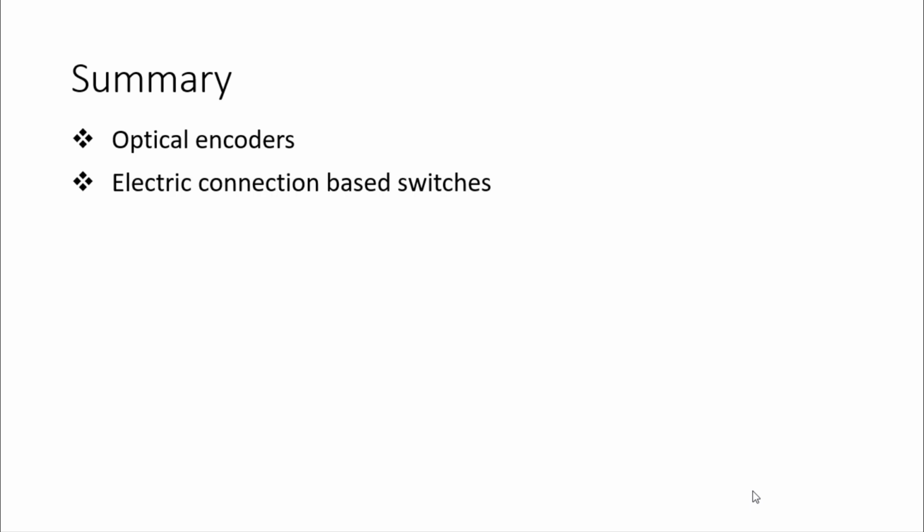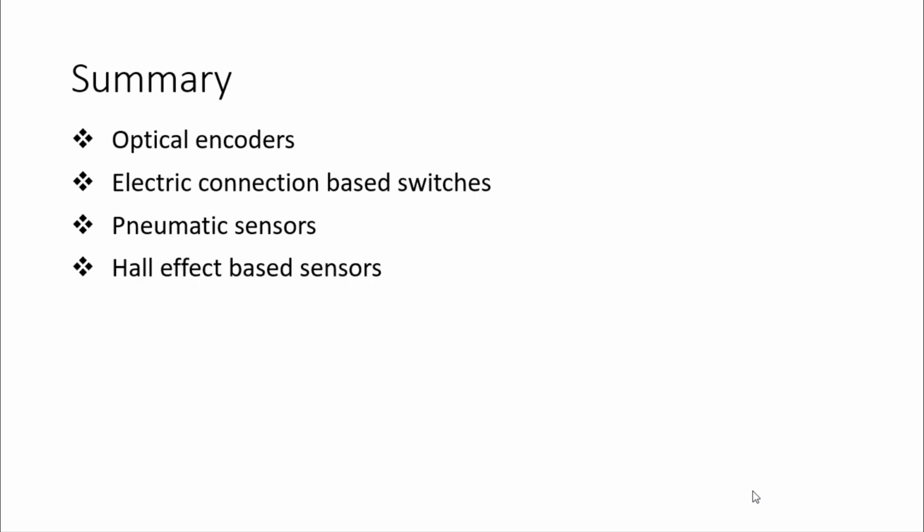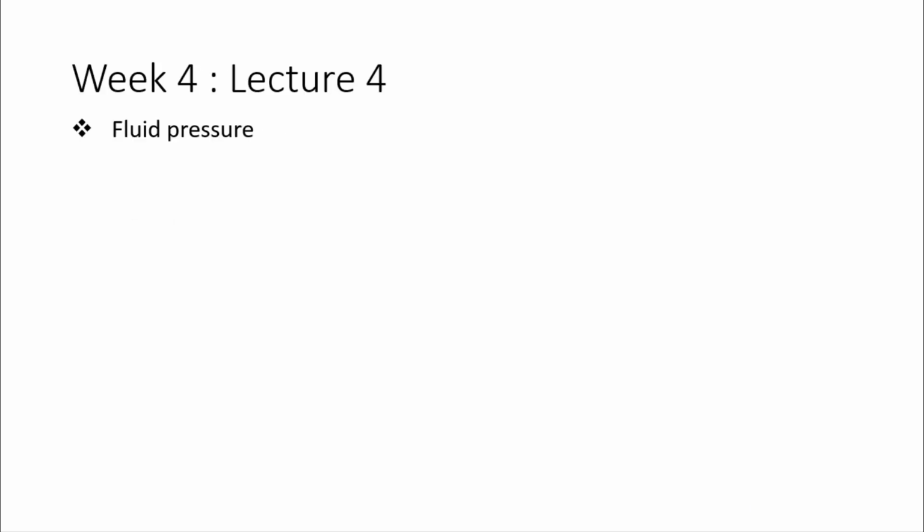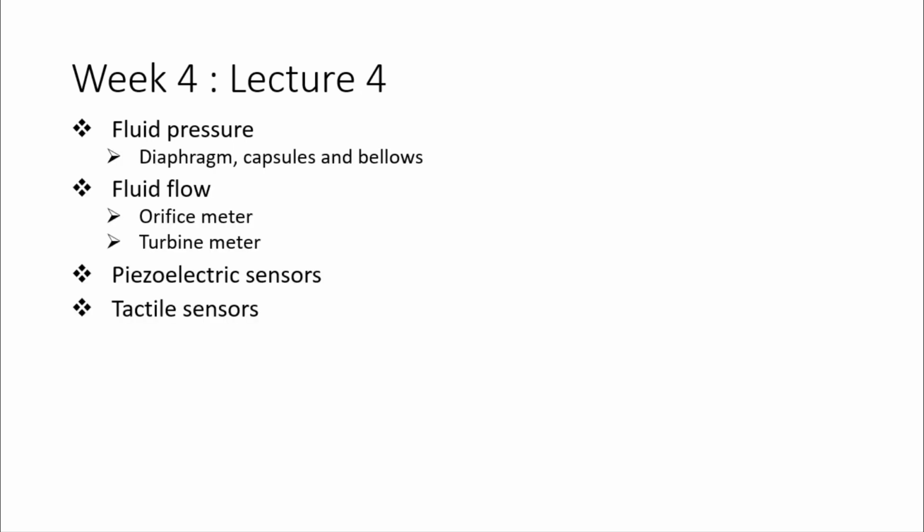Well, let us summarize lecture 3 of week 4. We have seen very important sensors such as optical encoders, electric connection based switches, pneumatic sensors and Hall effect based sensors. We have seen their principle of operation, construction details and their important applications in the automation industry. In the next lecture, lecture 4 of week 4, we will study the sensors for fluid pressure measurement.